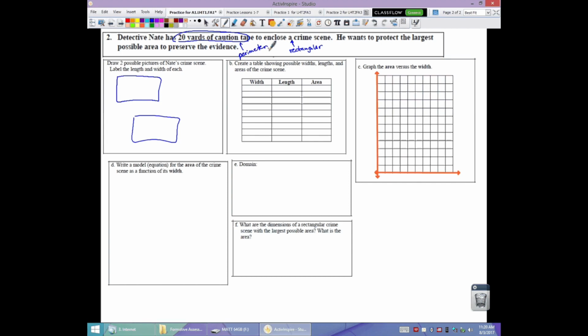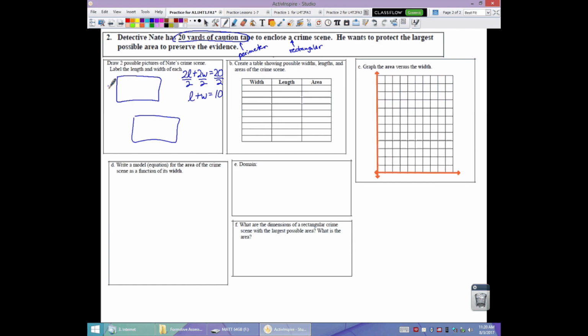So that means 2 lengths and 2 widths add up to 20, right? 2 times the length plus 2 times the width have to equal 20. Well, if we chop all of that in half then, what would 1 length and 1 width be? Chop this in half, chop this in half, chop this in half. 1 length plus 1 width has to equal 10. So you come up with 2 sets of numbers that add up to 10.